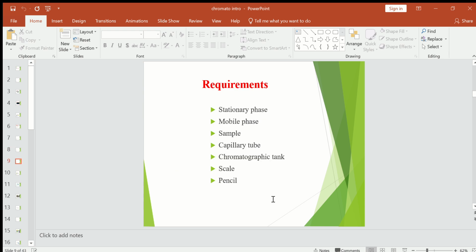What are the requirements to perform the chromatography? It is a stationary phase, mobile phase, sample, capillary tube, chromatographic tank, scale, and pencil. Stationary phase is the phase where the sample will be applied. Mobile phase will be used to separate the components. Sample is what is to be separated, identified, analyzed, or quantified. Capillary tube will be used to apply the sample on the stationary phase, and the chromatographic tank will be used to develop the stationary phase. Scale will be used for the particular markings or to calculate the RF value, and pencil definitely to make the markings.